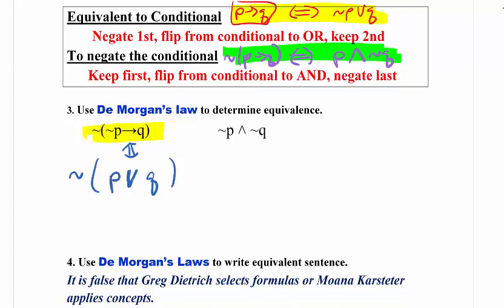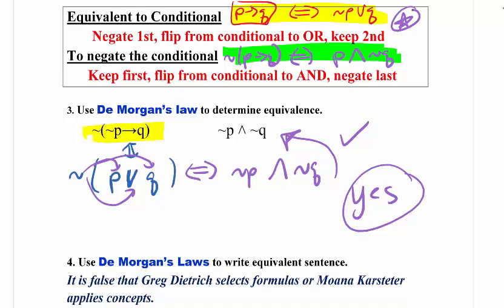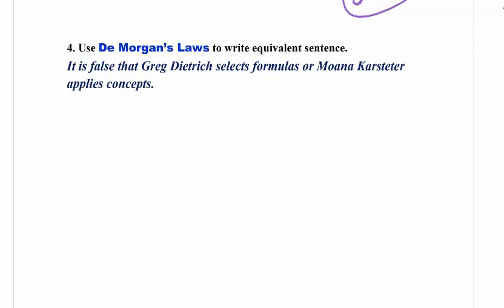Now I can use De Morgan's law and distribute it to all 3 things. So it says negate the first, flip to an and, negate the second. Compare it. My answer is yes. Please be careful. I suggest doing it in this form. I memorize this top one. I choose not to personally memorize the last one because I think that you have too much floating in your head, but you can. So number 4 wants us to write an equivalent sentence in words.